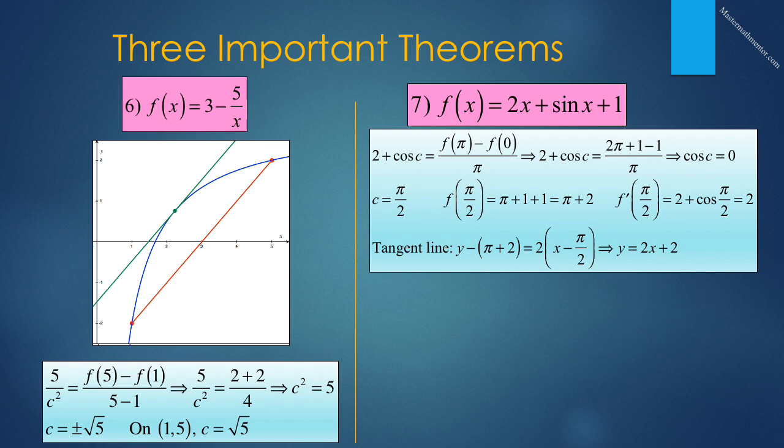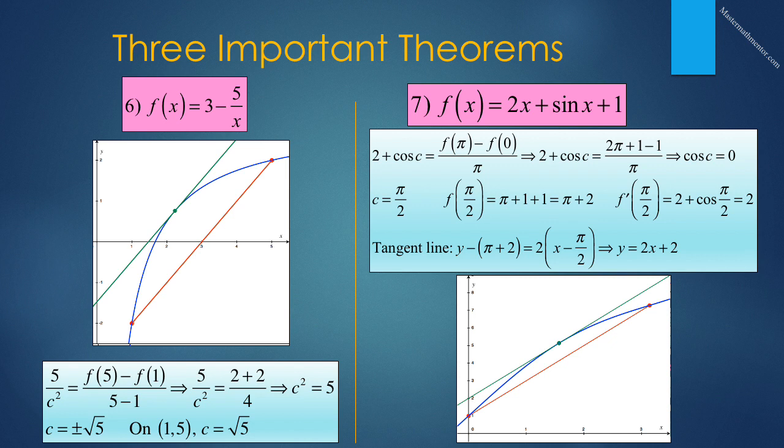F of pi over 2 is pi plus 1, and f prime of pi over 2 is 2 plus cosine of pi over 2, which is 2. So we have enough for our point slope formula. The tangent line is y minus quantity pi plus 2 is equal to 2 times quantity x minus pi over 2, and y is equal to 2x plus 2.